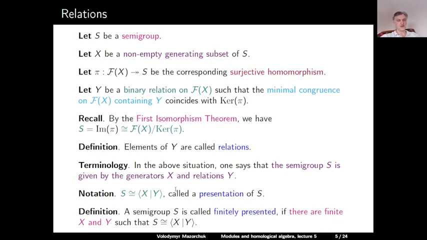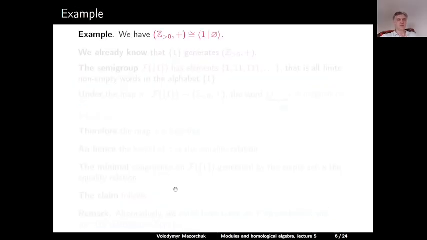And another small definition: a semigroup S is called finitely presented if there are finite X and Y such that S is given by the generators in X and relations in Y. So we have both finitely many generators and finitely many relations. Example: we claim that the semigroup of all positive integers with respect to addition is given by the generating set consisting of 1 and without any relations, so the empty set of relations.